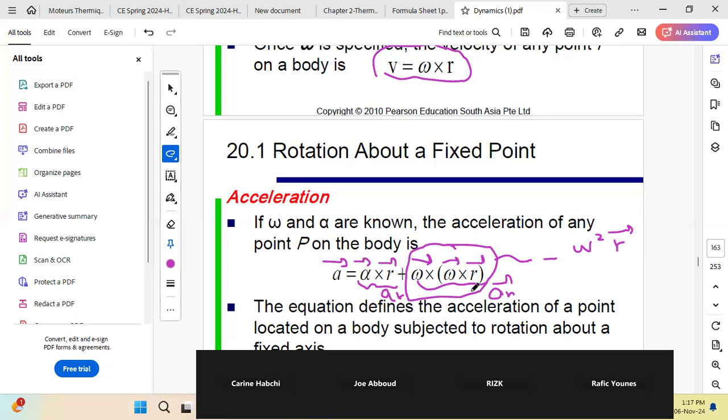And please pay attention to the order. You evaluate omega vectorial r first, then you do omega vectorial the result you obtained. After evaluating this vector, you should respect the brackets. You evaluate omega vectorial r, then you place it here, and you do omega vectorial the result.